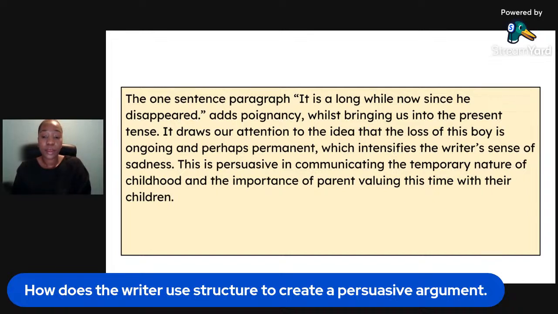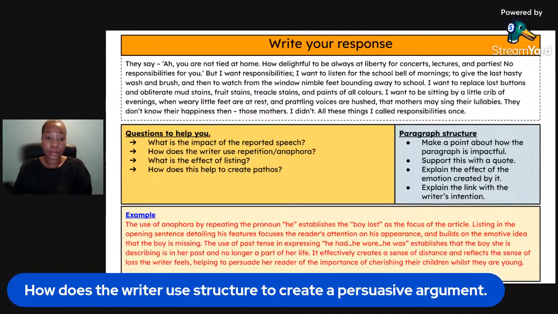Okay. So we'll move on to the next question. Okay, so there's more to this paragraph now, as you'll see. So again, the paragraph is in the dotted box at the top, in the white dotted box. Okay, and the paragraph that we're focusing on is, they say, you are not tired at home. How delightful to be always at liberty for concerts, lectures, and parties. No responsibilities for you. But I want responsibilities.